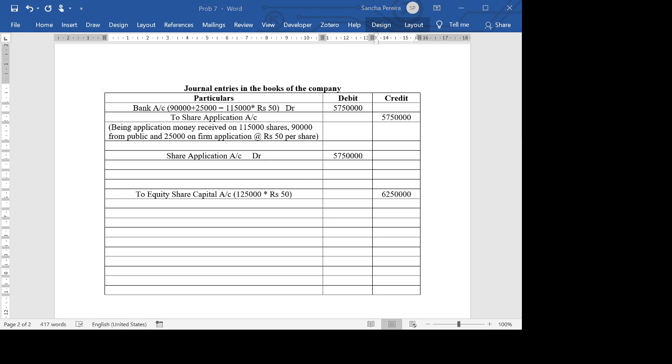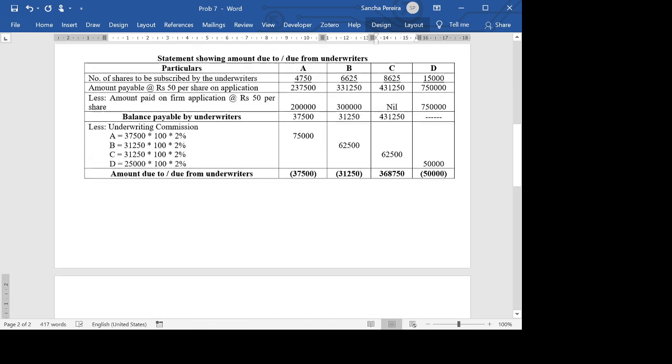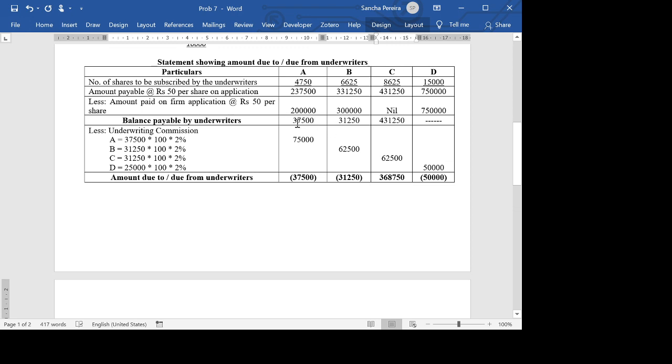Can anyone tell me? Quick, quick, I don't have much time. From where is this balance going to come? See, how did this 57 lakhs 50,000 come about? Public and firm. But who's going to pay this balance? It's the underwriters. Very good. The underwriters are going to pay. And if you check the previous statement, these amounts here, 37,500, 31,250, 4 lakh 31,250, this is the balance that is payable by underwriters.